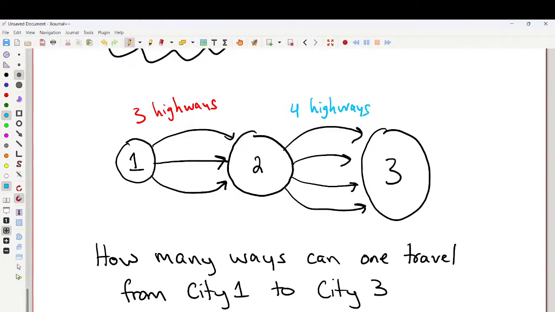All right, so suppose these are 3 cities, 3 destinations, and there are 3 highways from city 1 to city 2, and 4 highways connecting city 2 to city 3. So how many ways could one travel from city 1 to city 3? 12 ways. 12.